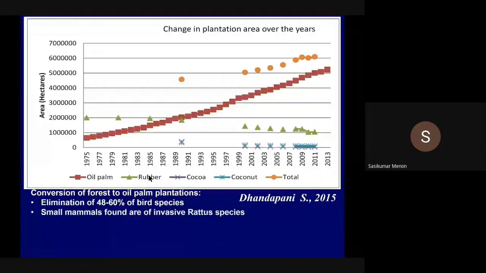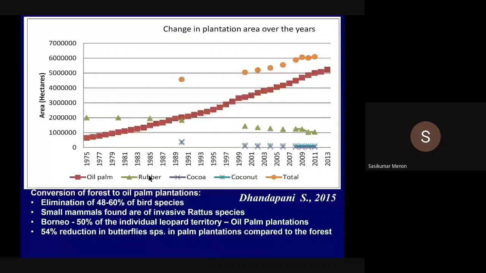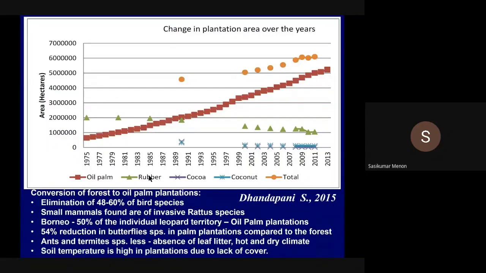Small mammals that were found in the plantations are only rat species. In Borneo, 50% of the individual leopard territory is now falling in oil palm plantation. Can you imagine? Borneo is one of the richest biodiversity spots in this world. It's almost next to Brazil. Then there is 54% reduction in butterflies in all plantation places. Ants and termites in plantation areas are so few because the soil is so hot and they cannot survive. There is no leaf litter and the climate becomes dry in that plantation. And the soil temperature in this plantation is so high and there is absolute lack of cover. And therefore, entire species diversity is lost due to these oil plantations.